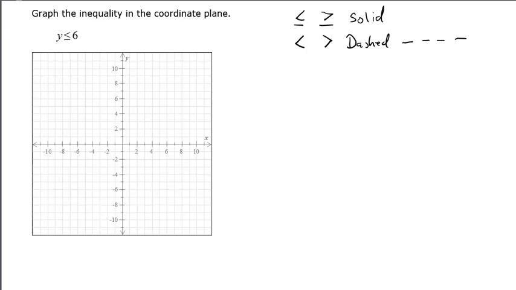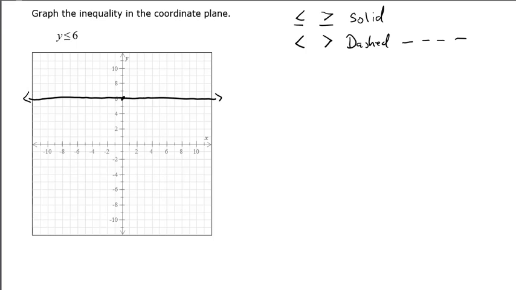So our first inequality is y is less than or equal to 6. Since it's less than or equal to, we're going to use a solid line. And since we only have one variable and the variable is y, remember y equals 6 would be a horizontal line through 6. It's going to be the same with the inequality for our boundary line. We're going to use a solid line through 6 to draw our boundary line.